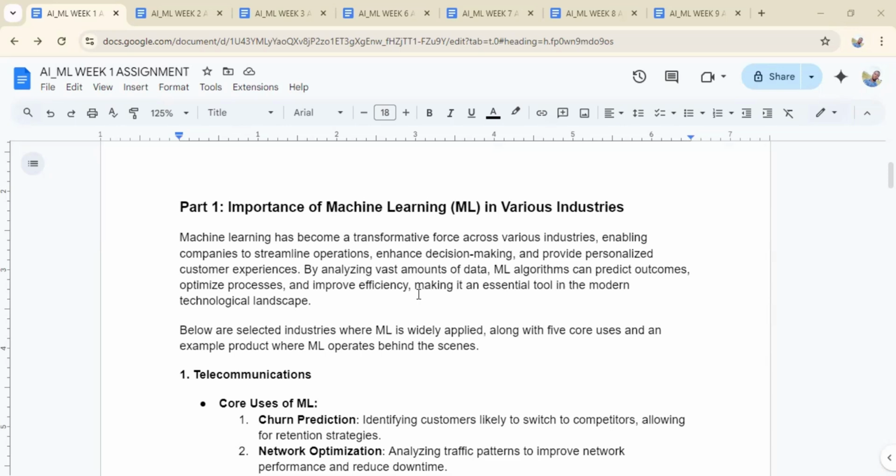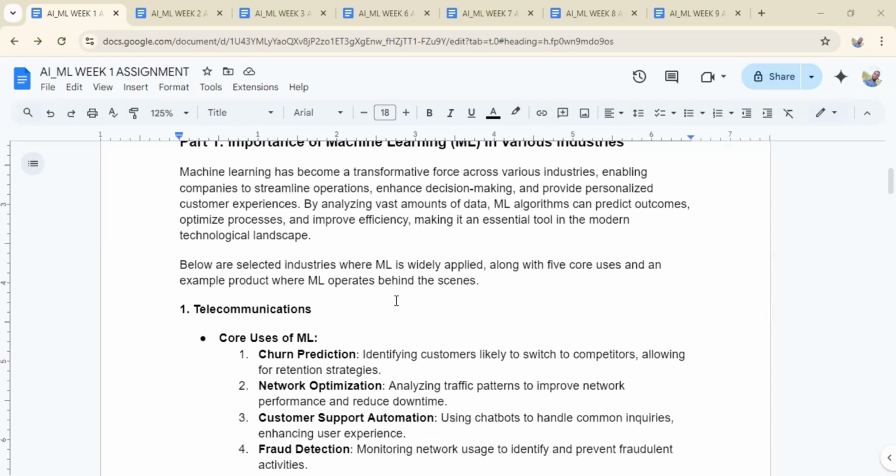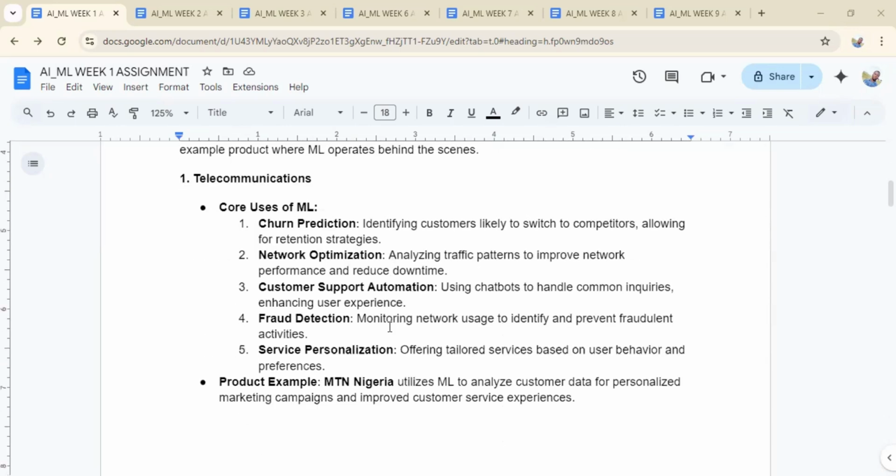So I actually selected 5 sectors where these machine learning algorithms are widely applied, right? Which is actually what they also talked about in the assignment. So let's go right now. The first one is in the telecommunications industry. Some core uses of machine learning in telecommunications is churn prediction, where we identify customers who are likely to switch to competitors, allowing for retention strategies.